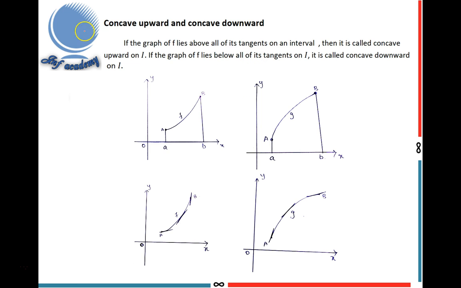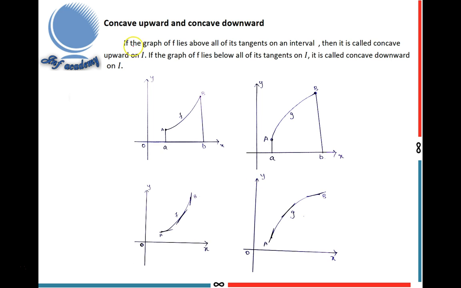First, what is concave upward and concave downward? If the graph of f lies above all of its tangents on an interval I, then it is called concave upward on I. If the graph of f lies below all of its tangents on I, it is called concave downward on I. Now I explain what is a concave upward curve and what is a concave downward curve through these diagrams.